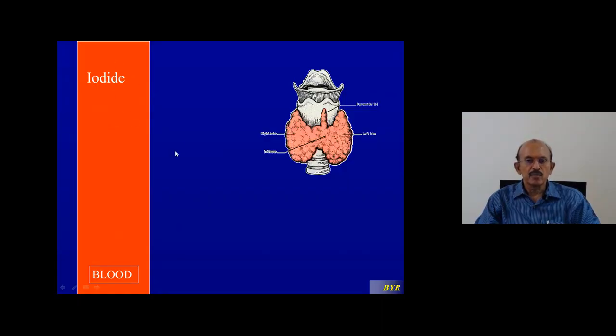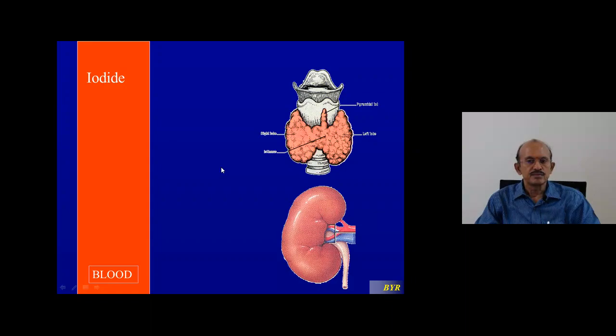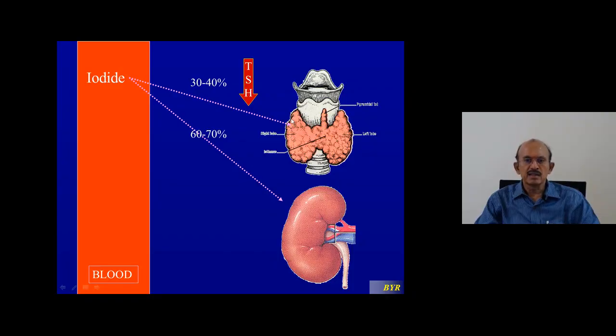This iodide is being taken up by two structures mainly in the body. They are the thyroid gland and the kidney. 30 to 40% of circulating iodide is taken up by the thyroid gland, and the remaining is taken up by the kidneys. How much iodide has to be taken by the thyroid gland is dictated by thyroid stimulating hormone, that is called TSH, which is secreted by... TSH is secreted by what?